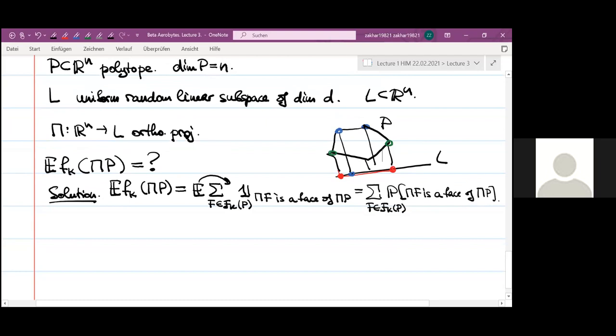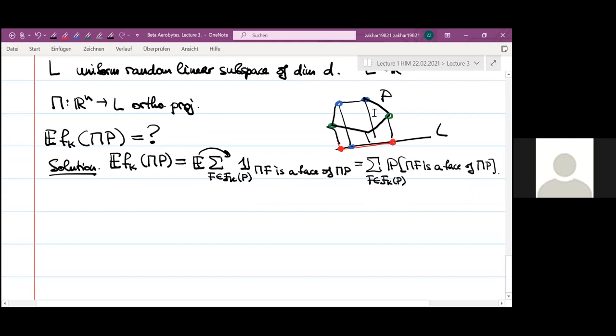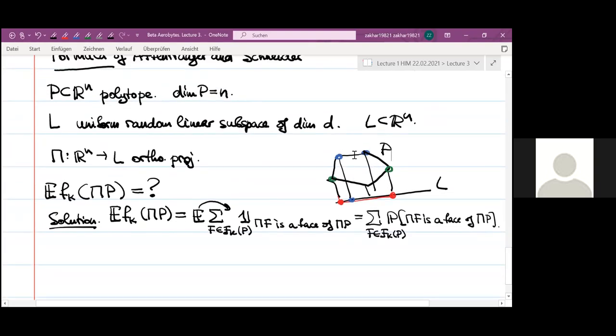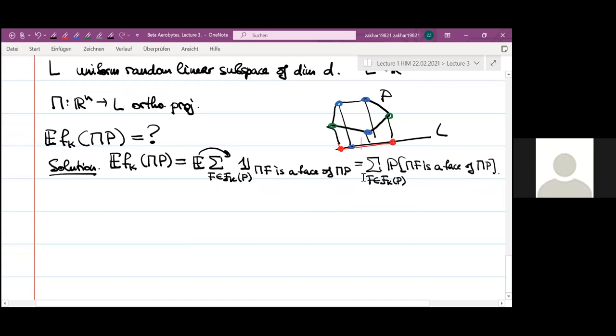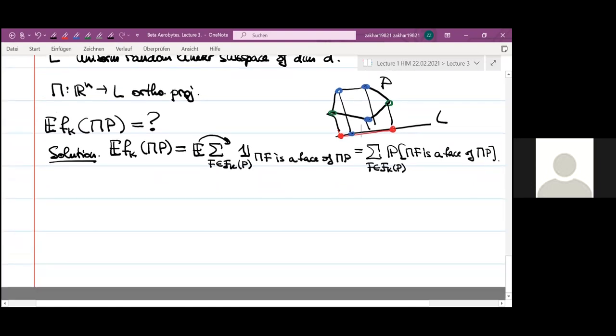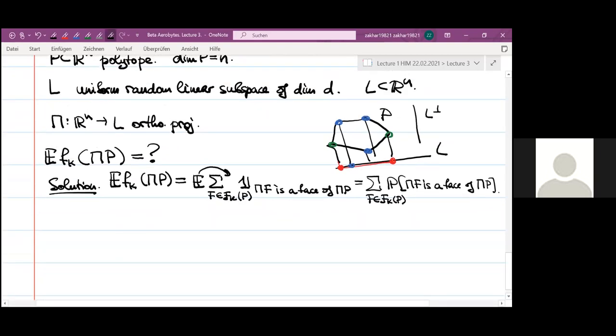Maybe in order to see it, let us look at the special case where we have a vertex, and we want to know whether a vertex is preserved. Like here. Well, these two vertices are destroyed under projection because the direction in which we project intersects the polytope. And by the way, the same holds for this vertex. It is also destroyed under projection because the direction in which we project intersects the tangent cone at this vertex. And this is a general statement, namely, for a face to be preserved, it is necessary and sufficient that the tangent cone is not intersected by the direction in which we project. And the direction in which we project is the orthogonal space to L.